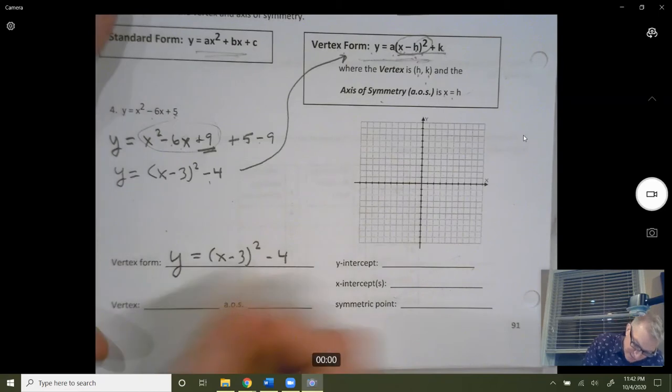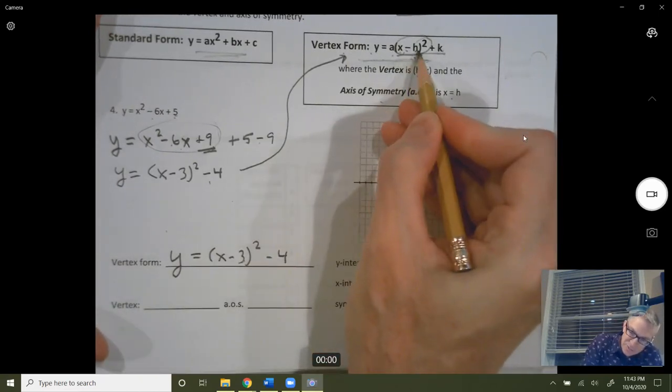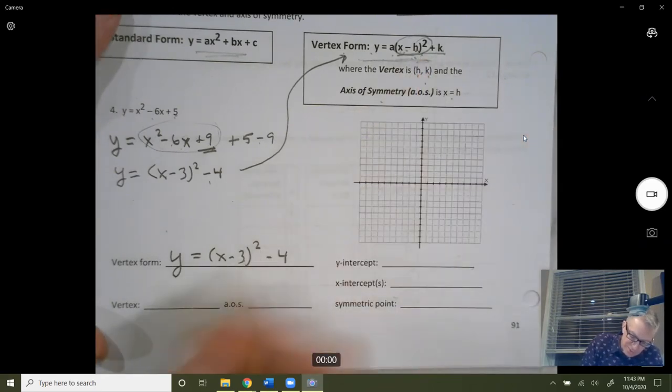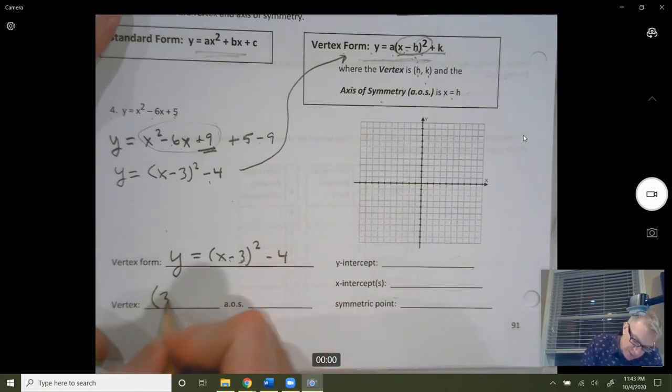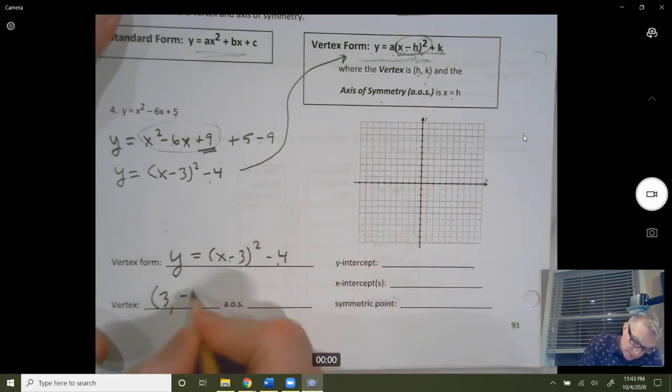The vertex h is positive 3. Notice there's already a minus 3 in the formula. This h is whatever's being subtracted from your x. So if that was an x plus 3, your h would be negative. But since it's minus 3, your h is positive. And then this thing, that's just a plus k. So your k value is negative.